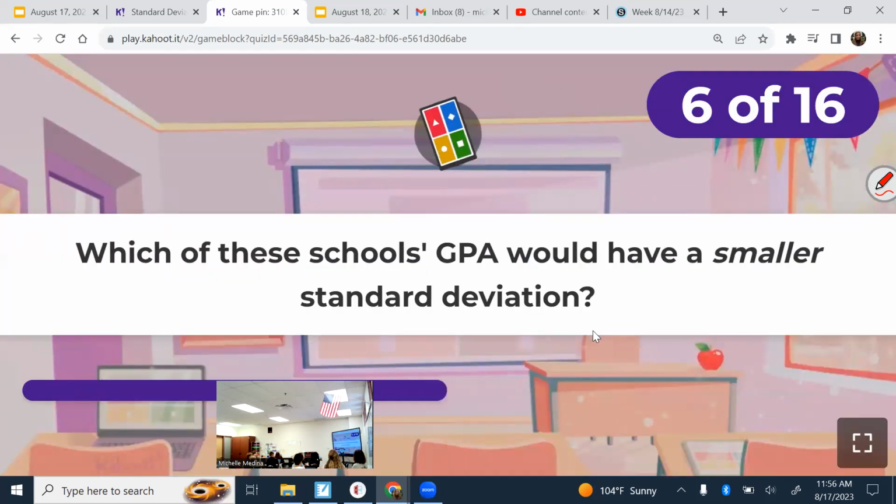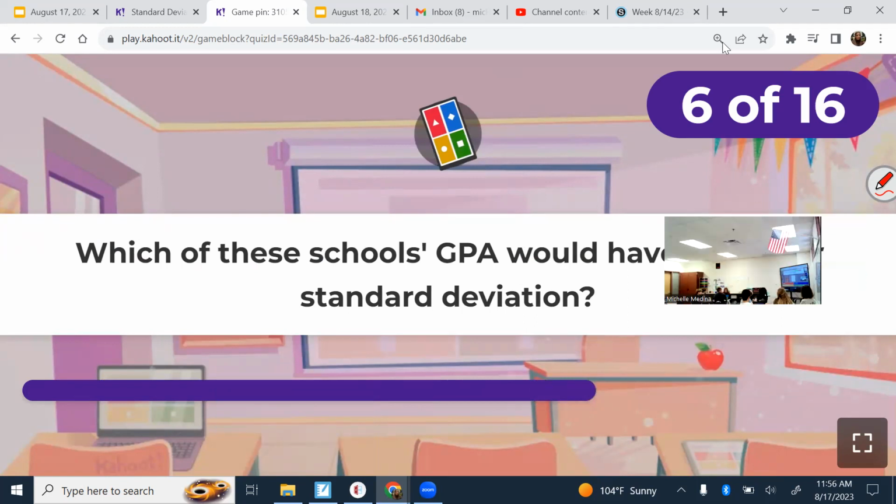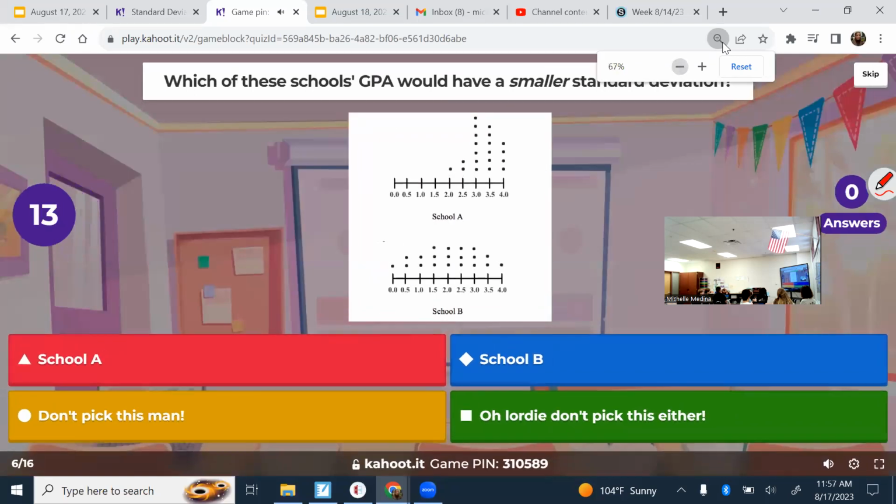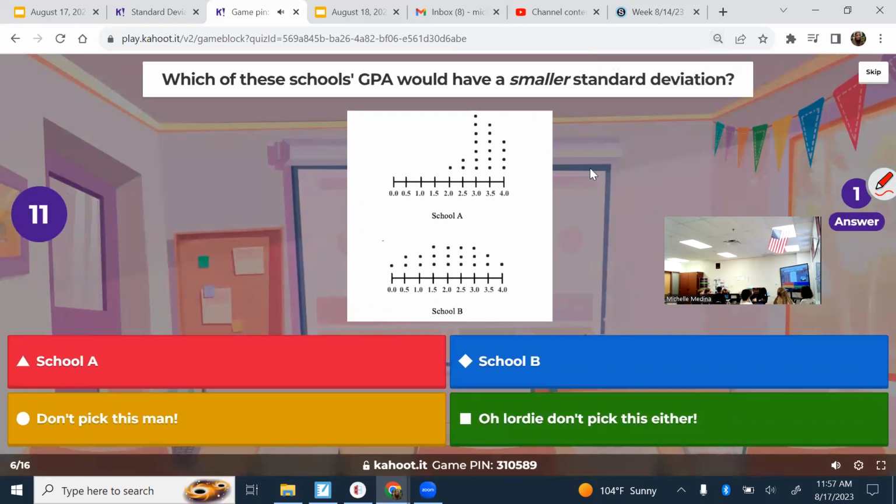Which of these schools' GPA would have a smaller standard deviation? School A is on top. You only get 13 seconds. Sorry, you don't get to use the graphing calculator this time.